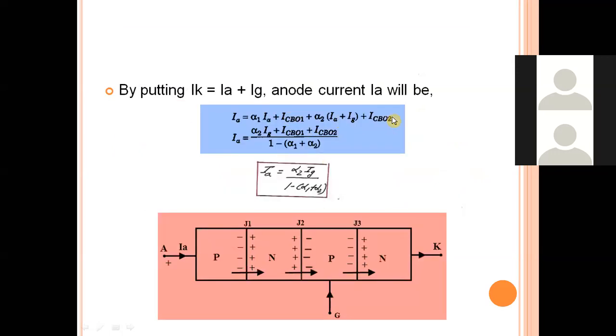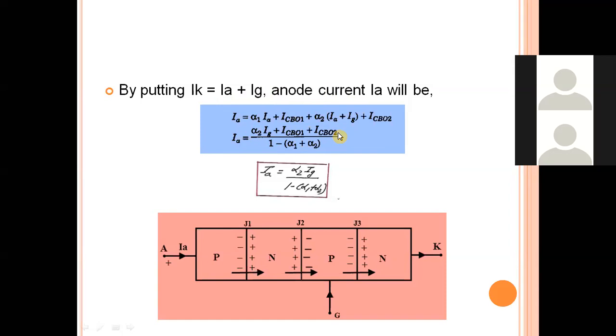Expanding this equation, you get IA is equal to alpha 1 IA plus ICB0 1 plus alpha 2 IA plus alpha 2 IG plus ICB0 2. What we need is IA as common, so we bring the IA terms to one side and subject IA. You get IA is equal to alpha 2 IG plus ICB0 1 plus ICB0 2, divided by 1 minus (alpha 1 plus alpha 2). This is the final expression from the two transistor analogy.